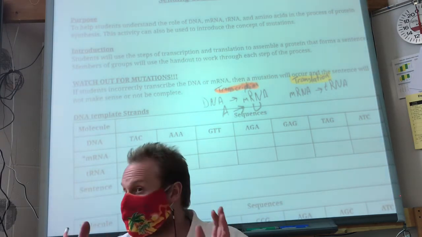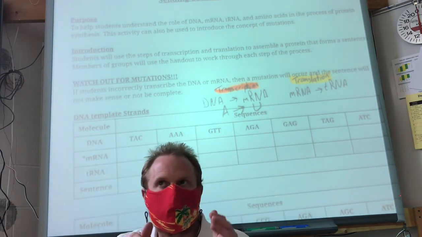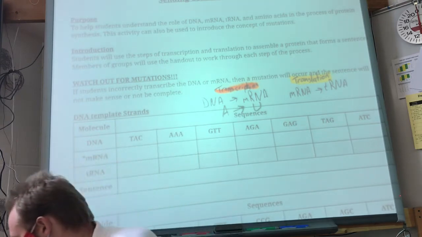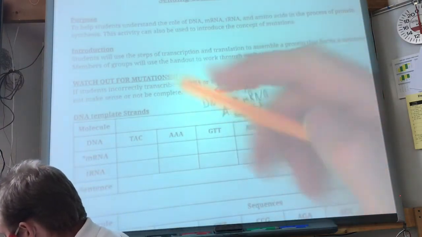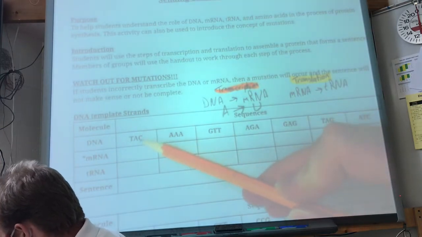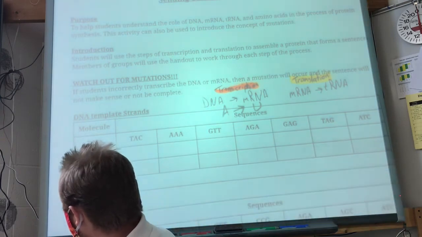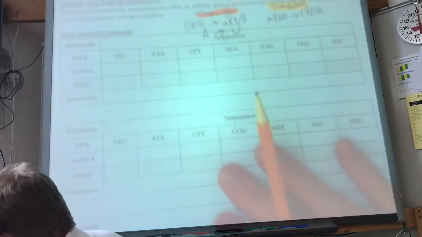So DNA codes for a message. We coded our names with DNA. But what happens in a cell is your DNA has the original message, and we make a copy to then make and assemble a sentence or a recipe, your cookies.